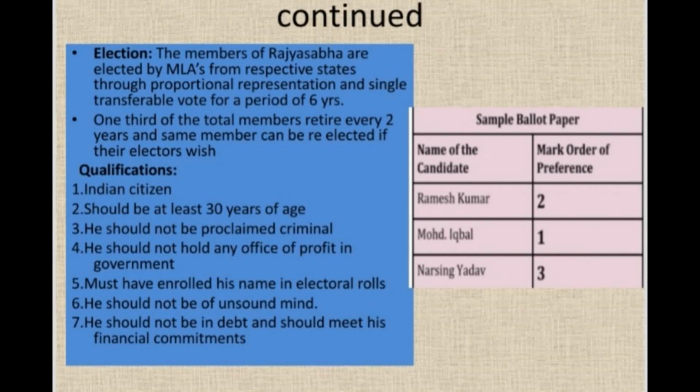to the candidates contesting for Rajya Sabha. One third of its members will retire every 2 years, and they also have a chance of getting re-elected if the party from which they contested permits.